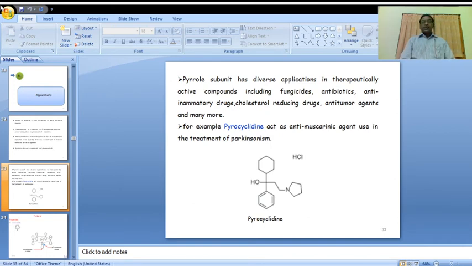Pyrrole subunit has diverse applications in therapeutically active compounds including fungicides, antibiotics, anti-inflammatory drugs, cholesterol reducing drugs, anti-tumor agents, and many more.